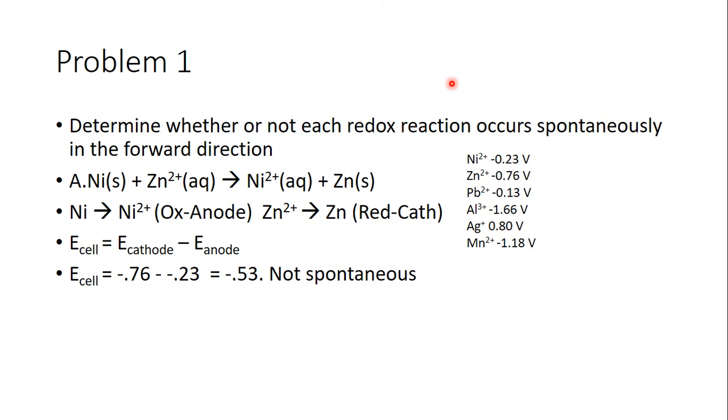So let's determine if the batteries and the reactions shown here are spontaneous. So we have a nickel and zinc battery. Nickel is going to nickel 2+. Therefore, it is going to be oxidized because it's losing electrons. Zinc is going from 2+ to 0. That means it's gaining electrons, which is reduced. So nickel is our anode, zinc is our cathode. Cathode minus anode gives us a value of negative 0.53, not spontaneous. I'm getting the negative 0.76 and negative 0.23 from our standard potential table right here in the problem.